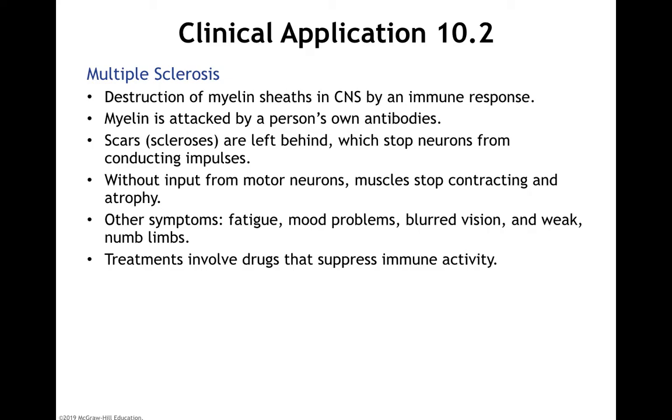That's important because of a disease called multiple sclerosis, and in multiple sclerosis we get destruction of the myelin sheath in the central nervous system. In the central nervous system, it's not produced by Schwann cells, it's produced by a different cell. That myelin is attacked by your own antibodies. There are scars or scleroses that are left behind, and that's why it's called multiple sclerosis, because there are many of these. And when you have them, those will stop neurons from conducting impulses. Without impulses from neurons, muscles stop contracting and atrophy. Many other things can occur, including fatigue, mood problems, blurred vision, weak, numb limbs.